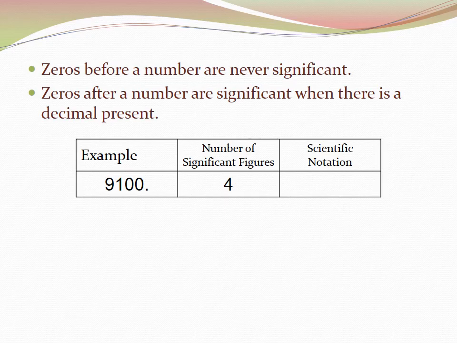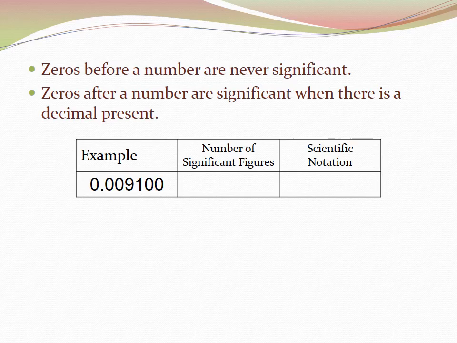So in scientific notation, that would be 9.100 times 10 to the positive 3. Positive because it's a large number, 3 because the decimal had to move 3 spots to get behind the 9.